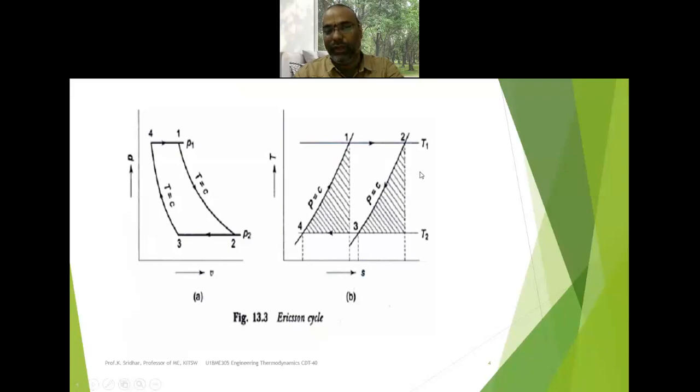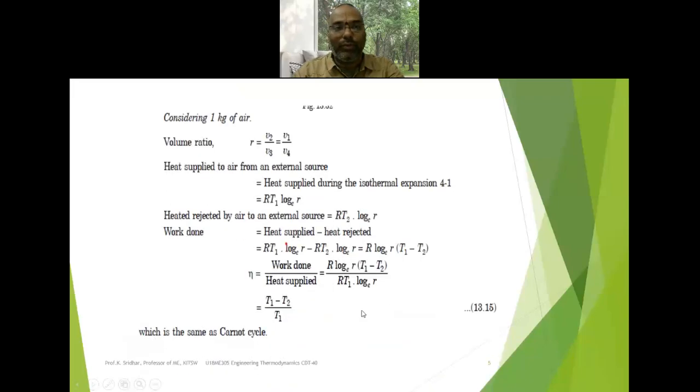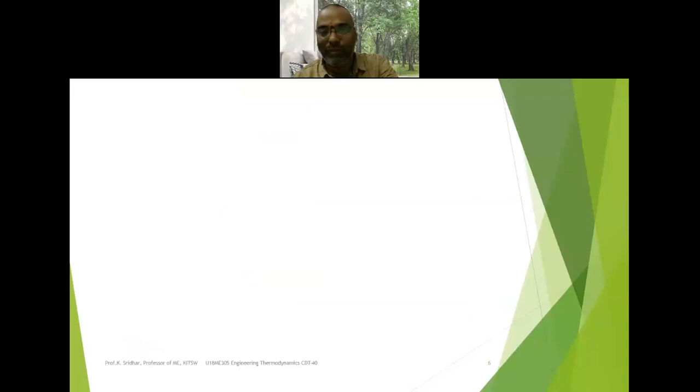This is the representation of the Ericsson cycle on the TS diagram, while the earlier one was the PV diagram. Here you have to remember that the Ericsson cycle consists of two isothermal and two constant pressure processes. How can we find the efficiency of the Ericsson cycle? The efficiency is similar to (T1 minus T2) by T1, which is exactly equivalent to the Carnot cycle efficiency, because the Ericsson cycle contains all four reversible processes: two reversible isothermal processes and two reversible constant pressure processes. That's why its efficiency is equal to the Carnot cycle efficiency, (T1 minus T2) by T1.